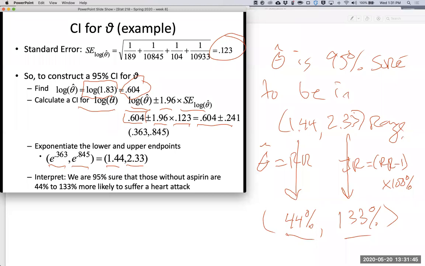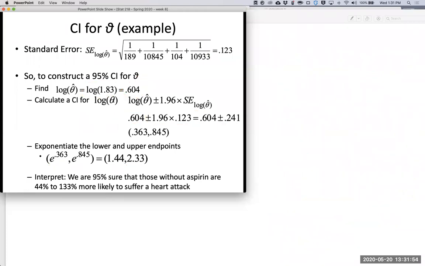So with that in mind, there are opportunities to practice in the homework. Again, the 1, 2, 3, 4 steps, which are fairly important, are to 1, find the natural log of theta hat. 2, find the standard error for the natural log of theta hat. 3, calculate your range expressed as the endpoints. 4, exponentiate each the lower and upper endpoint. And then finally, if possible, re-express that as an increased risk.